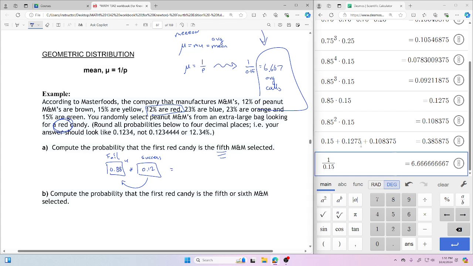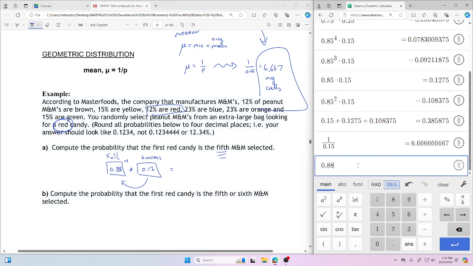Well, let me put that in now. We're done here. So 88, 4, then our 12. There we go. 0.07196. So 7% probability that you would get a red one on the 5th.